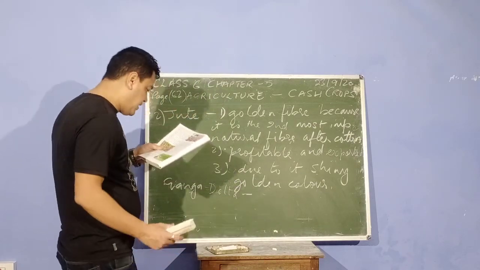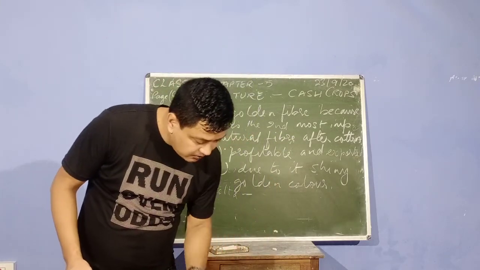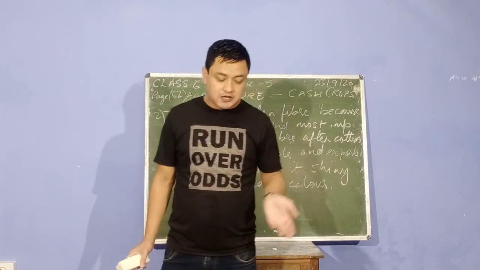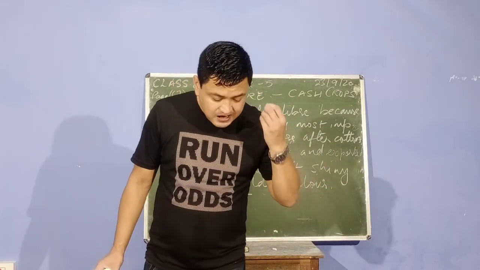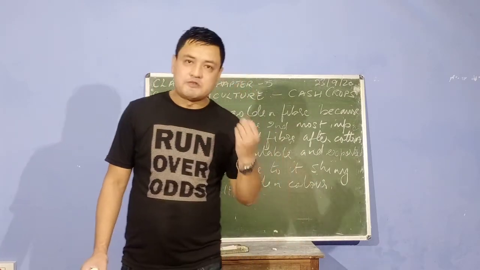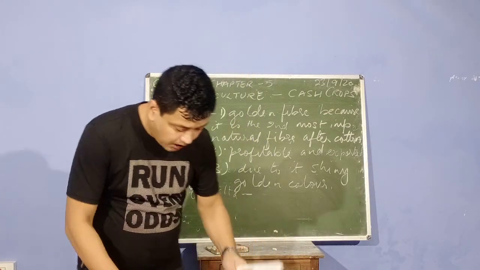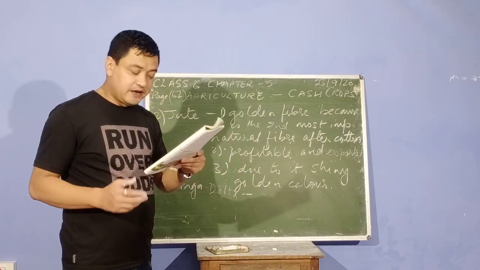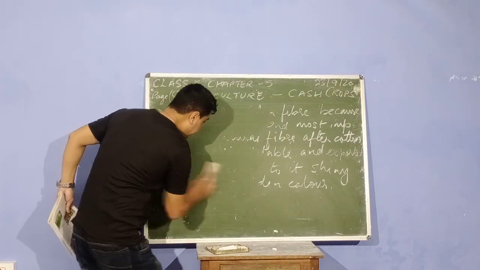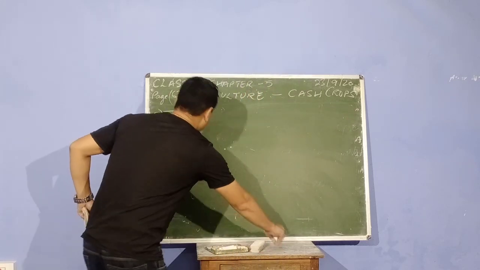Jute is a kharif crop. It's a monsoon crop. You can refer to page number 58 where you have already studied about the kharif crop. Kharif crop is a summer or monsoon crop sown in June and July and harvested in October and November. It grows well in hot, humid climate. So what kind of climate does jute need? It needs hot, humid climate.